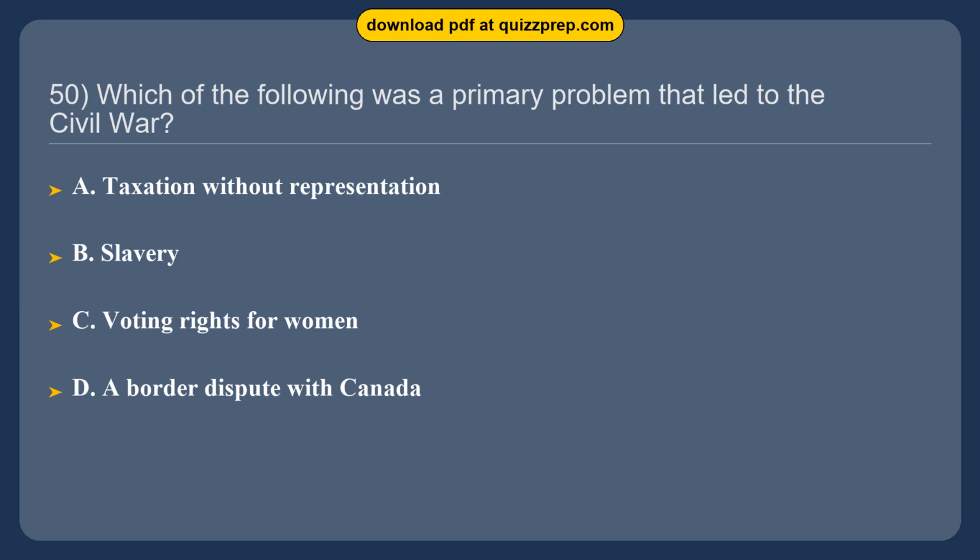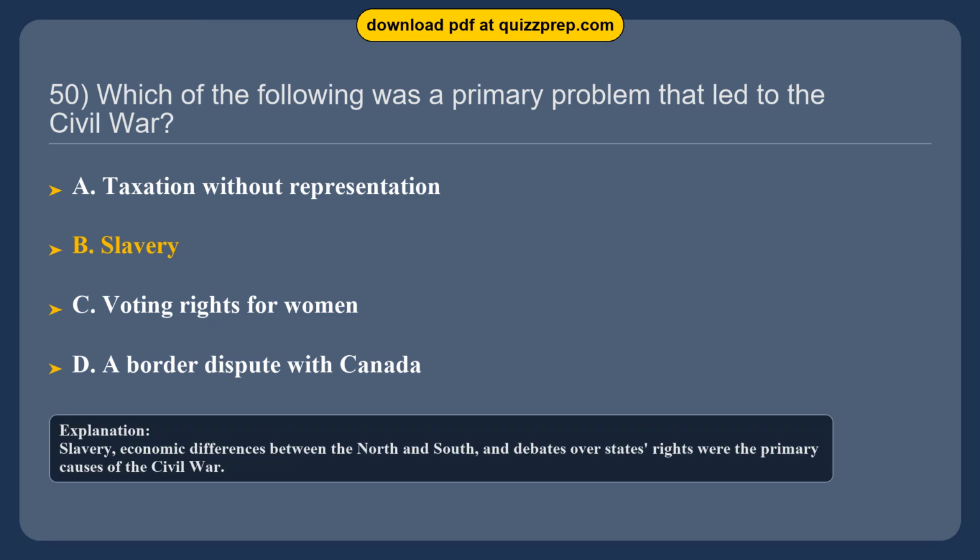Option A, taxation without representation. Option B, slavery. Option C, voting rights for women. Option D, a border dispute with Canada. The correct answer is option B, slavery. Slavery, economic differences between the North and South, and debates over states' rights were the primary causes of the Civil War.